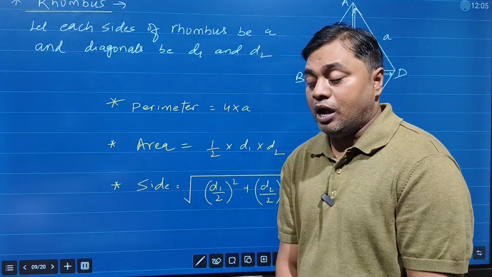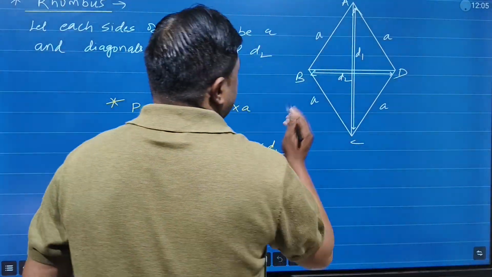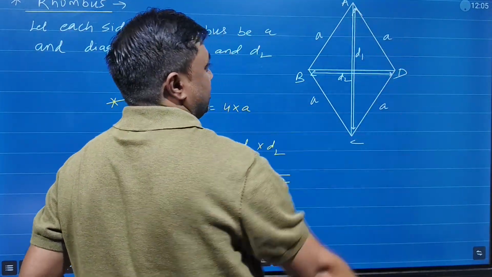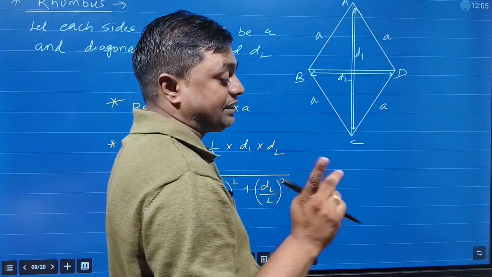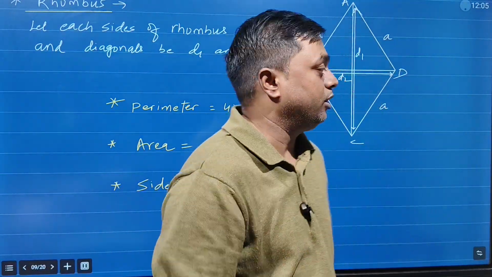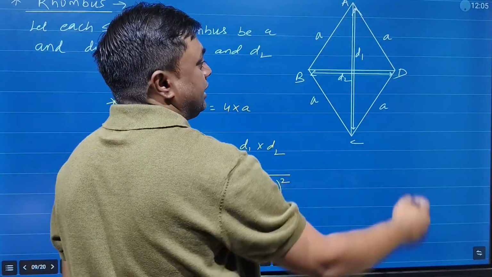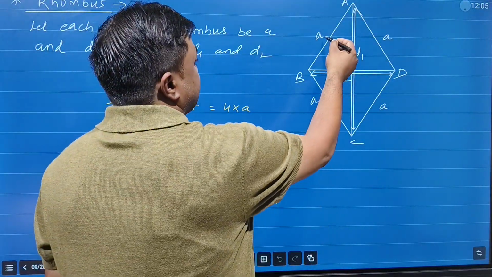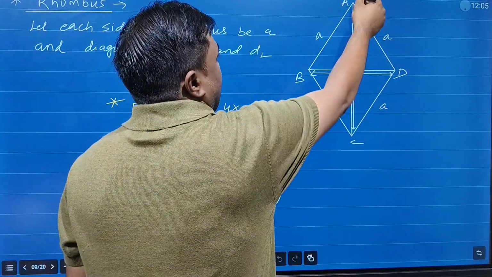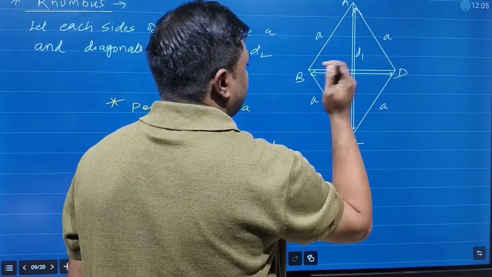Next, rhombus. I have considered a rhombus in which each side is A. Here in a rhombus, what happens? All the sides are equal, but diagonals are not equal. So you can see ABCD is a rhombus in which each side is A, and this length is D1. This length is D2.